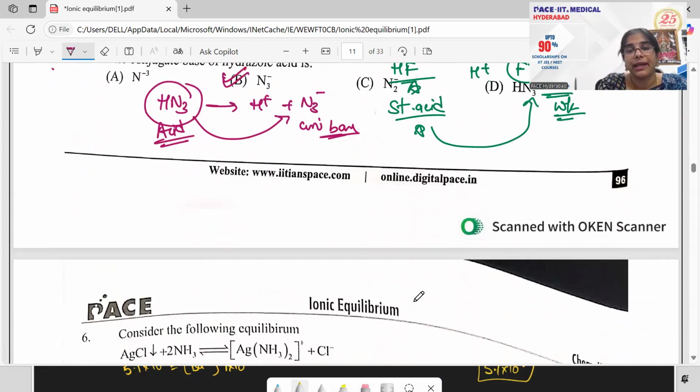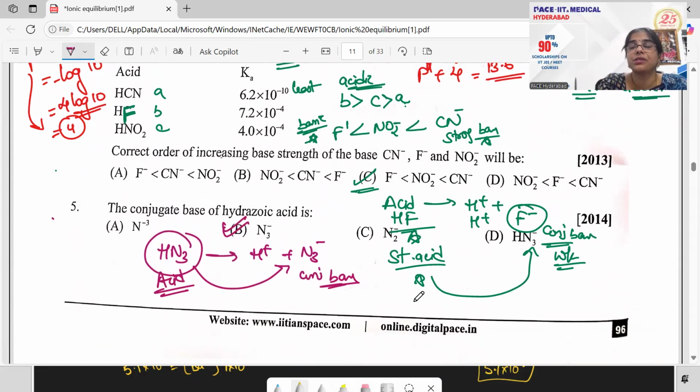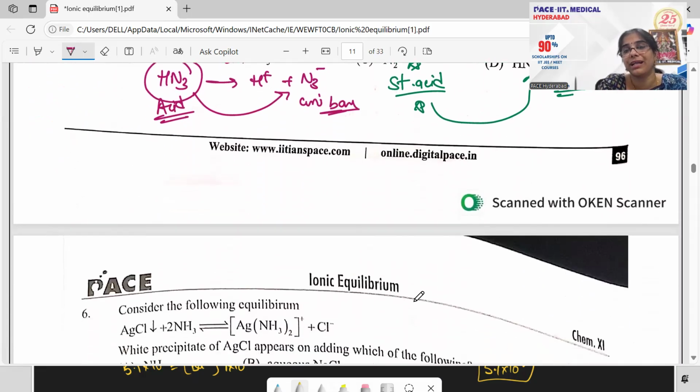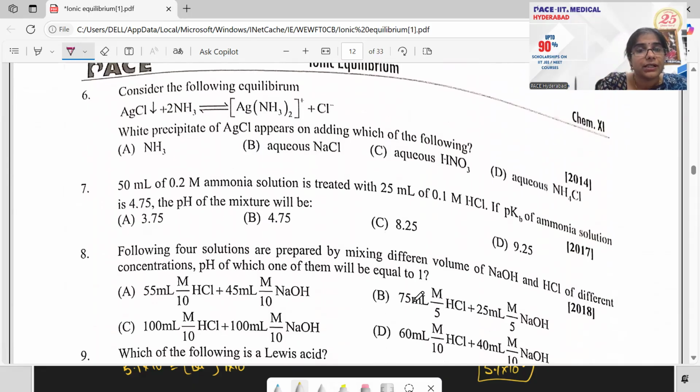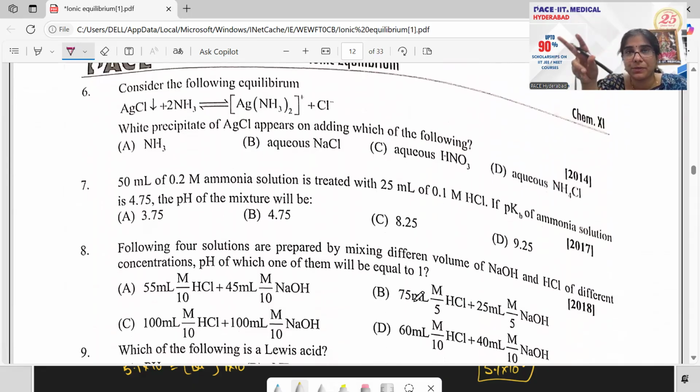Always remember that. Anything which accepts H plus ions or releases H plus ions are Bronsted acids and Bronsted bases, acceptor of H plus and donor of H plus ions. So these are the Bronsted acid-base concepts, whereas Arrhenius is releasing H plus ions or releasing OH minus ions. That will be your Arrhenius concept. Lone pair acceptors are Lewis acids, lone pair donors are Lewis bases. That is how the Lewis concept goes. So we need to be very clear which concept we are using, as this will also be asked in some of the questions.